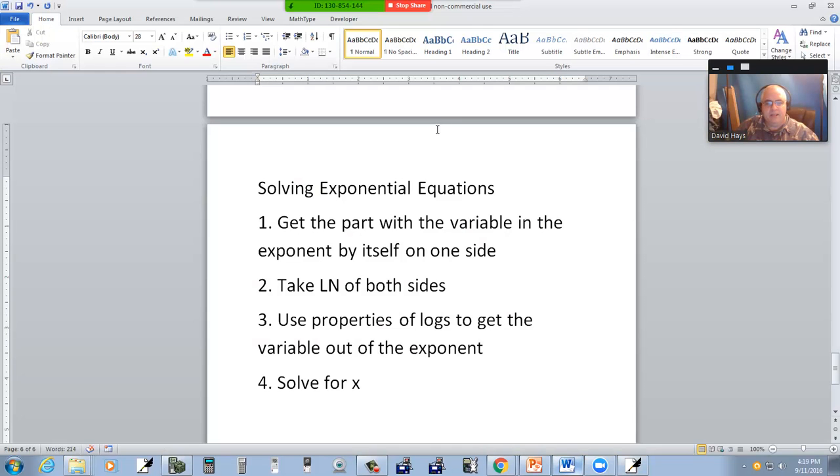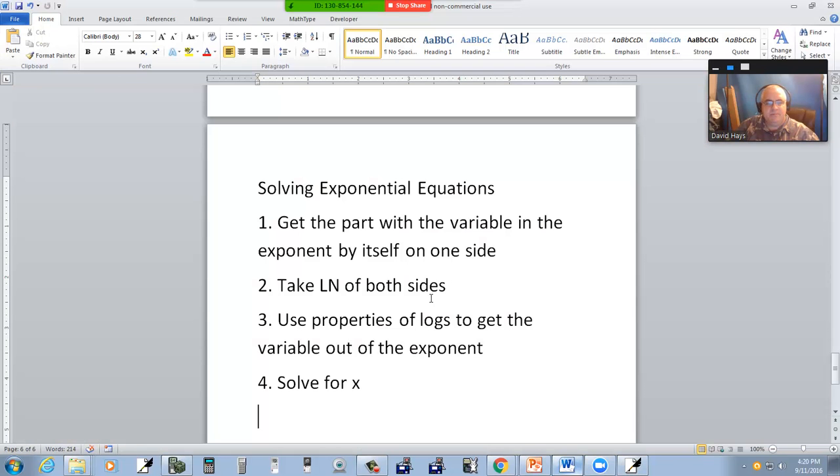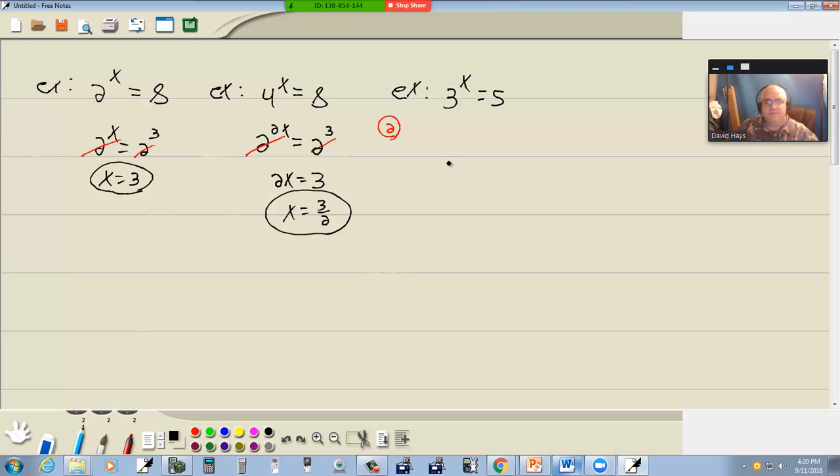Okay, so step 1, get the part of the variable and the exponent by itself on one side. This is the part of the variable and the exponent. It's by itself. There's nothing in front of it. There's nothing after it. We simply have 3 to a power. Step 2, take natural log of both sides. So we'll have natural log of 3 to the x is equal to natural log of 5.